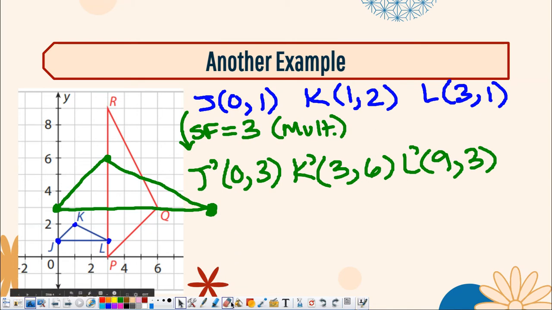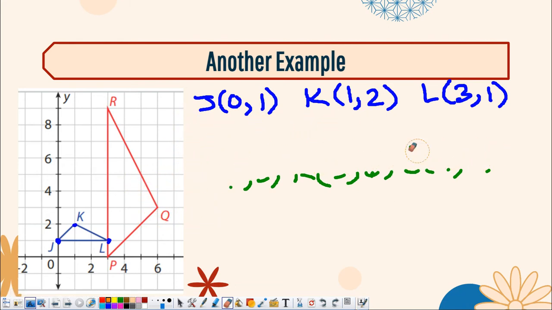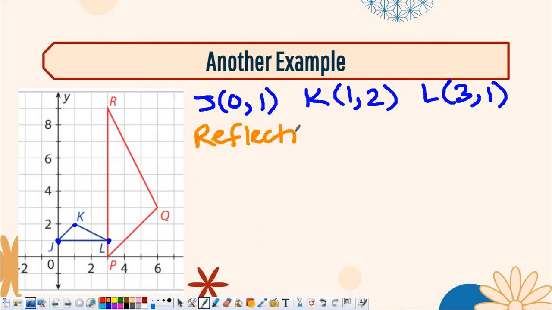So let us do that. I am going to erase this here. And let's try, let's erase the green and let's try reflecting it first. So if we reflect it first, I will do that in orange. So reflection, and I know it was reflection because I turned it for you and it was looking like this. So maybe it's a reflection, then we could work with it.